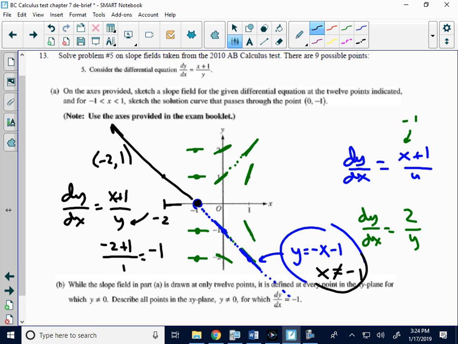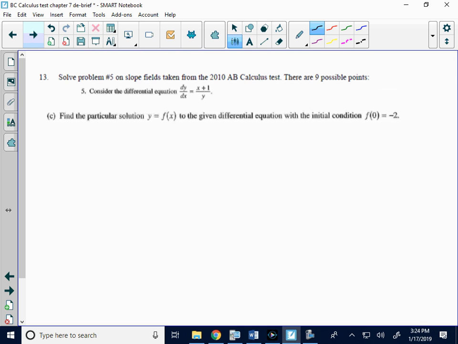Okay, part C. Same problem. So, yeah, solve the differential equation. If you look at the rubric, and I'll give you a link tomorrow, or maybe I'll email it to you, you get a point for, I think there were 6 points, maybe 5 points for solving this differential equation, 5 out of the 9. So dy/dx is (x plus 1) over y.